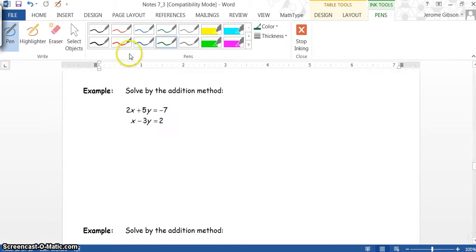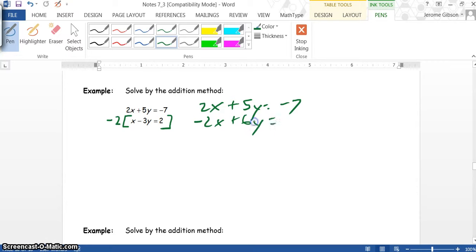Scroll down here. Same objective. We need to get an x or y by itself. I suggest that we get rid of the x's here because we know the coefficient of this x is positive 1. So we know our common multiple would be 2. But we'll multiply this bottom by negative 2 because they have the same sign here, and we need them to have opposite signs. So we add 2x plus 5y equals negative 7. Negative 2x plus 6y is equal to negative 4.